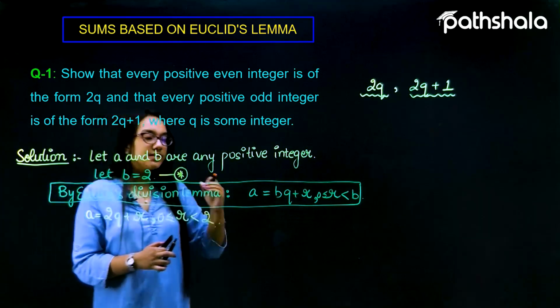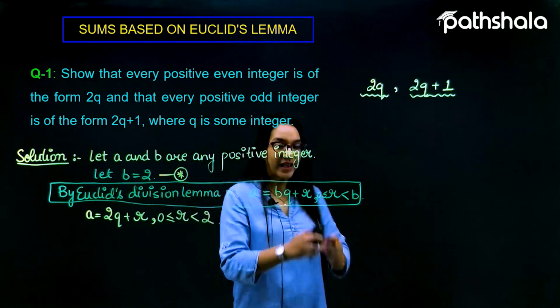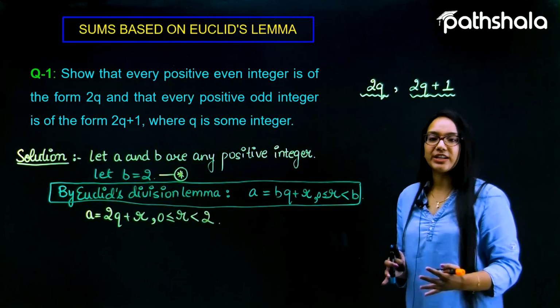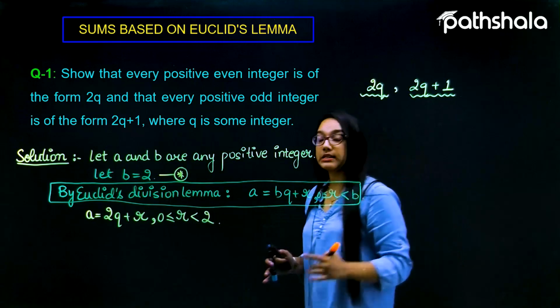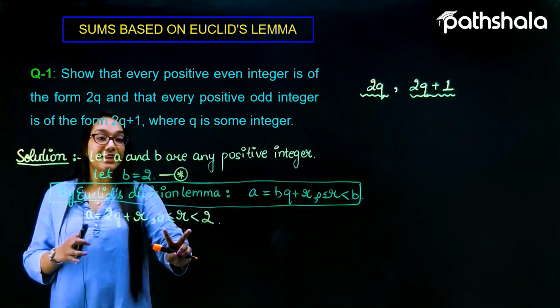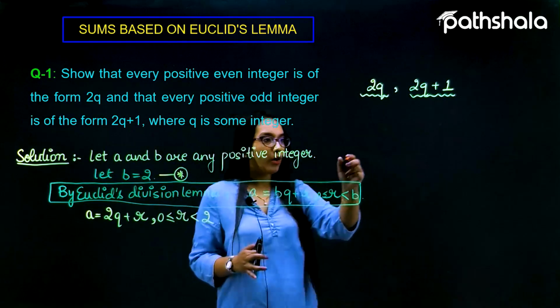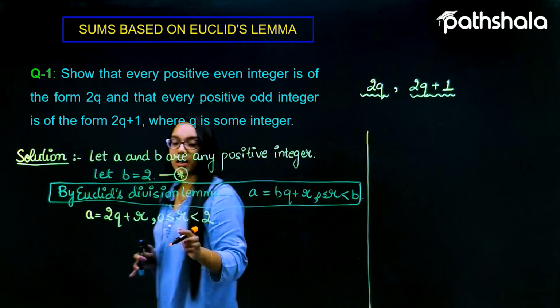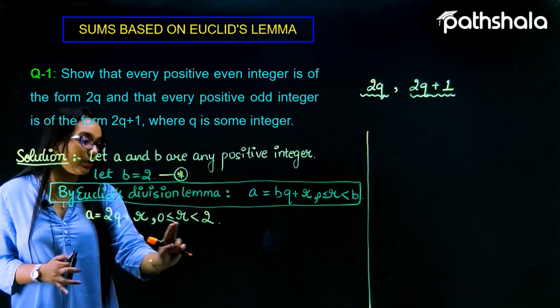So by Euclid's division lemma, we get the result as A is equal to 2Q plus R, with the condition that the value of R is lying between 0 and 2. Now, we know that we have the condition on R as the value of R is lying from 0 to 2.